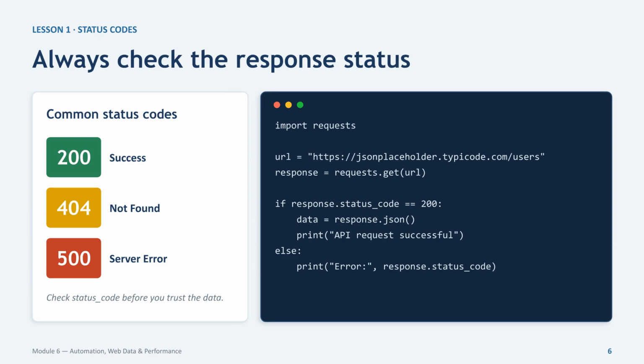A status code of 200 confirms success. Codes like 404 or 500 indicate errors. Always include a check for the status code in your scripts. This simple practice prevents your program from crashing when it encounters unexpected server responses.